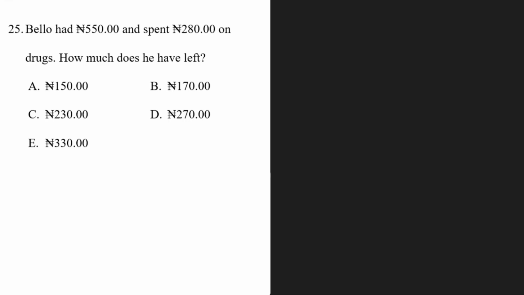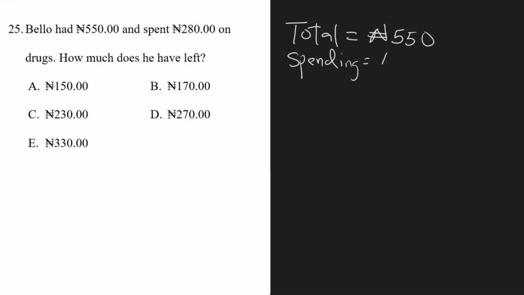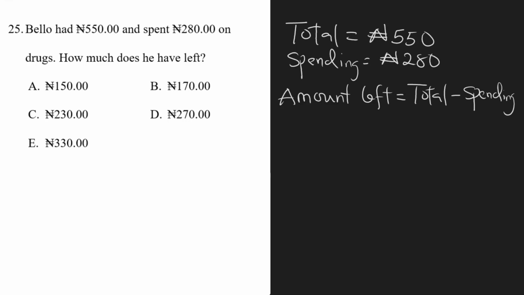So remember, the total cash he was having was 515 naira. And he spent, we say spending or expenses is 218 naira, right? So how are we going to get the amount left? The amount left is equal to total minus spending. And what is our total? Our total is 515 naira minus 218 naira.